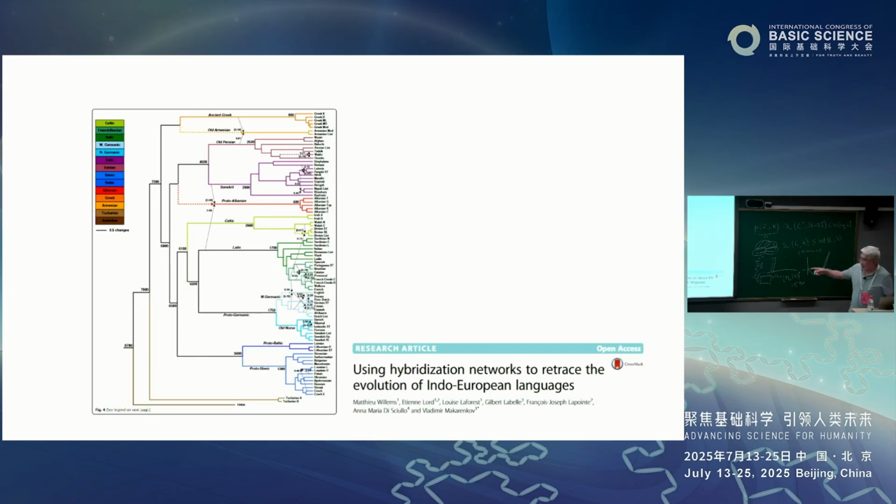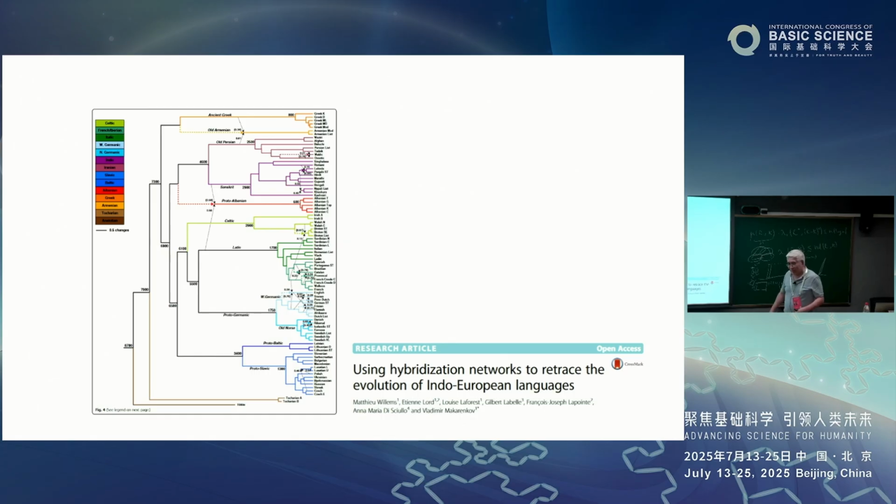So this is another network model, used to study the evolution of the Indo-European languages. Talking about language, it is very common that one language borrows some words from another language. Therefore, it evolves not only vertically, but also horizontally. You can borrow something from another language.